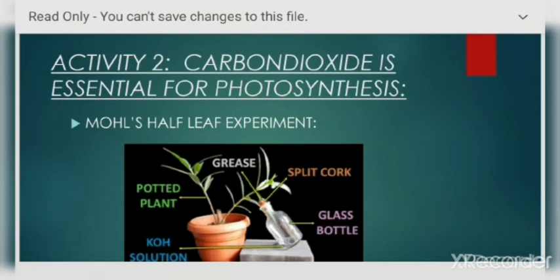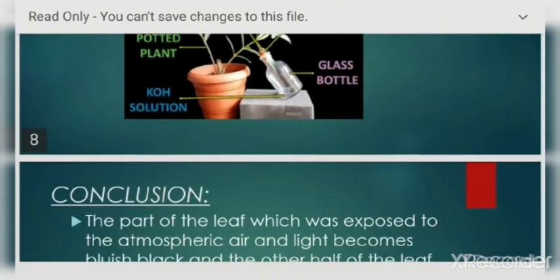The leaf inside the bottle is deficient of carbon dioxide and the leaf outside the bottle is having the carbon dioxide. We leave this apparatus for some time, for 3 to 4 hours. Then we go for the iodine test.